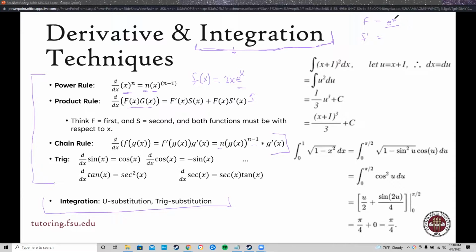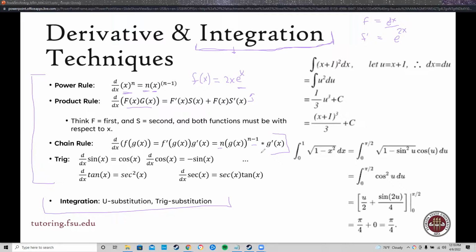So if this is e to the 2x, I take the derivative of it, where this is like the usual derivative of it for everything else. So for everything else, that's how you would do it. But for an exponential, you take the derivative and be like, okay, it stays the same. So it's e to the 2x.